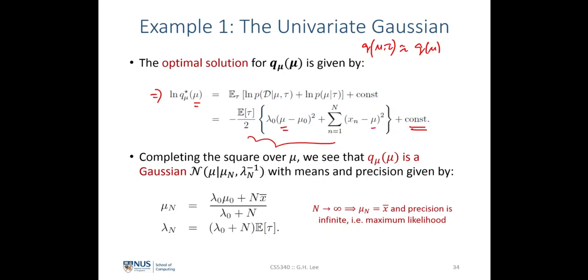What's interesting here is that after we solve for q mu star, by simply taking the exponential over both sides of this expression, we can complete the squares of these two terms, and this gives rise to the expression of q mu as a normal distribution where the parameters are mu n and lambda n inverse, which are given by these two terms over here.